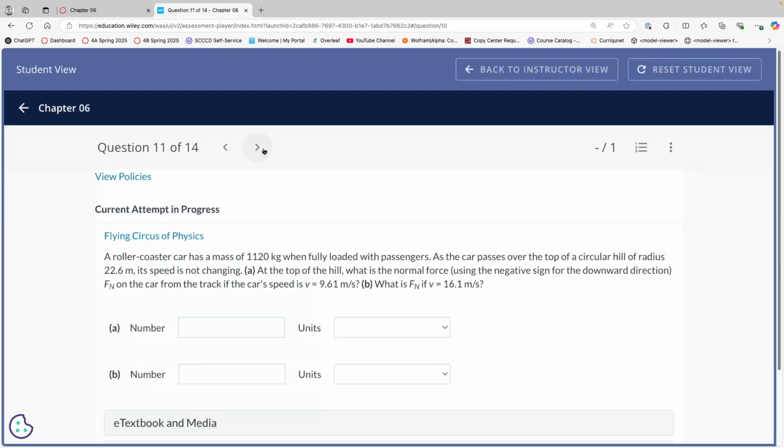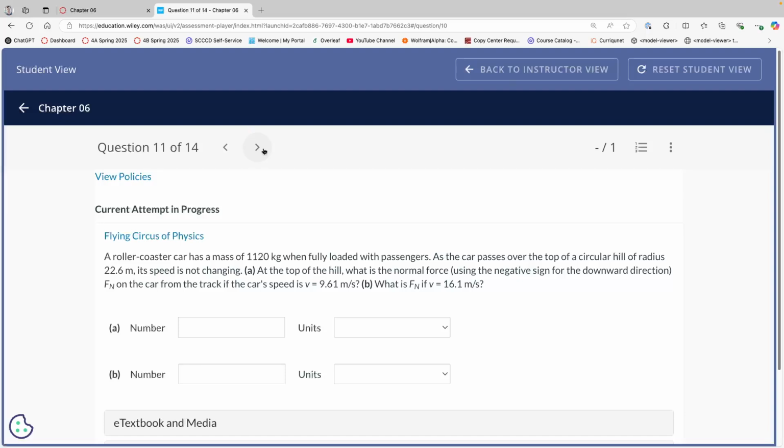Roller coaster passing over the top of a circular hill. So in class, we did the hills, and we did a loop-de-loop. In this problem, the roller coaster car is going over the top of a hill. It's a circular hill, so circular in cross section. Okay. So the roller coaster car is going over the top of the hill.